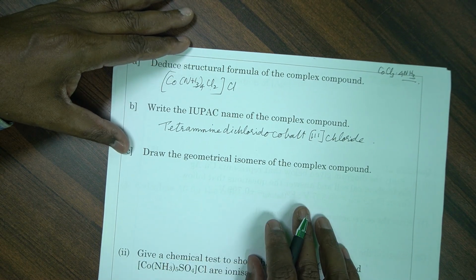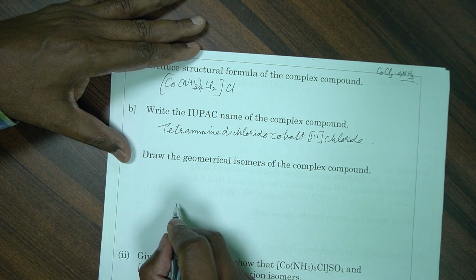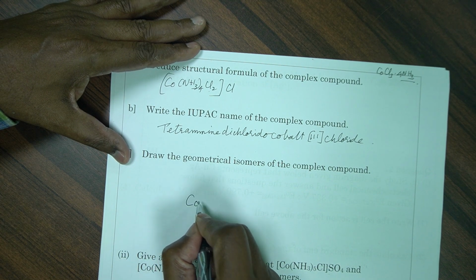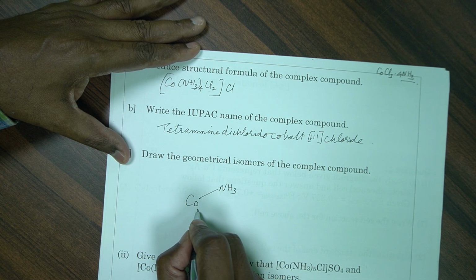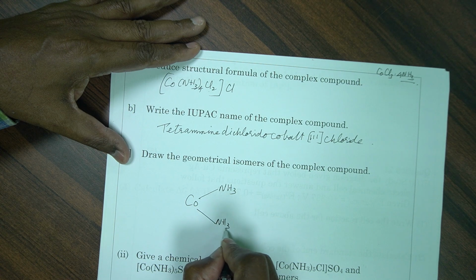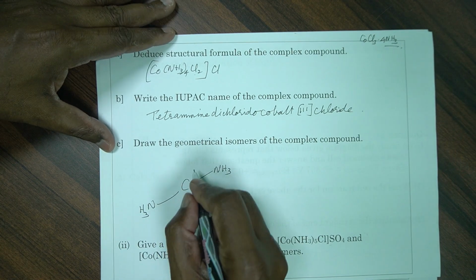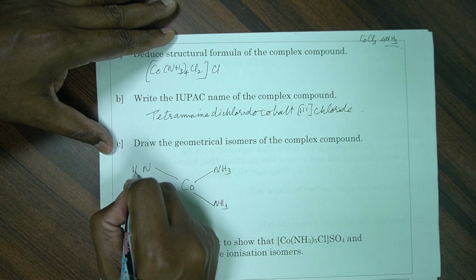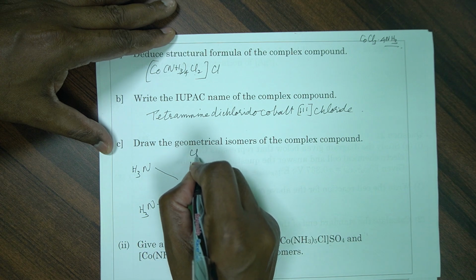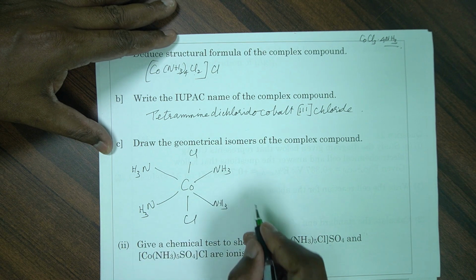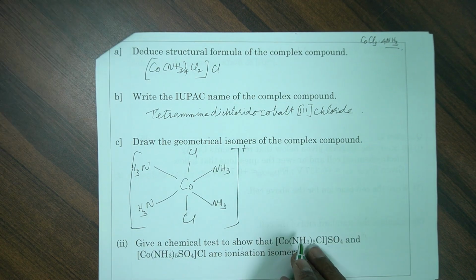Draw the geometrical isomers of the complex. What are the geometrical isomers possible? It's an octahedral complex. So Co, we have NH3, NH3, NH3 and NH3, and the 2 chlorines are 1 here and 1 here. This will be positively charged, and the other chloride is outside.